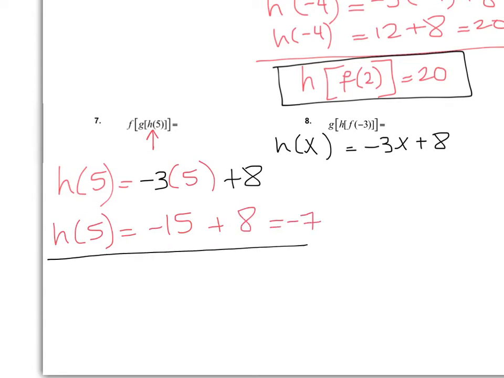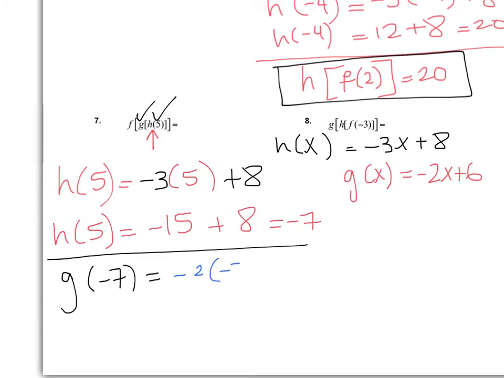Now you move on. We did h, now we have to move on to g. So g of this answer, which is negative 7, is equal to, you go back to g and look at your equation. So g of x is equal to negative 2x plus 6. Now what you need to do is plug in negative 7 for x. So it would be negative 2 times negative 7 plus 6. So g of negative 7 is equal to, a negative with a negative makes a positive, so 14 plus 6 is 20.